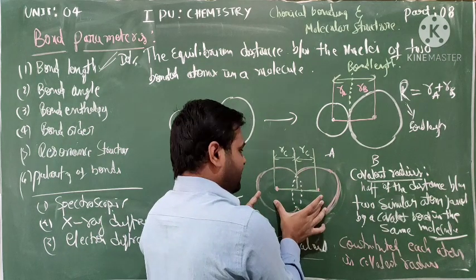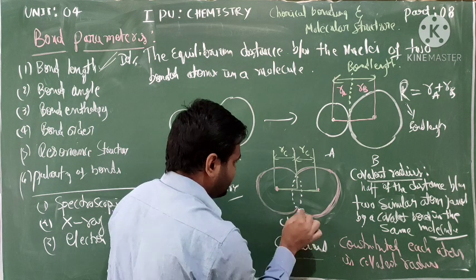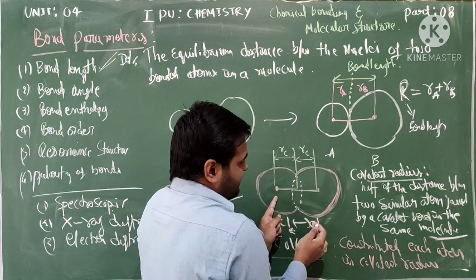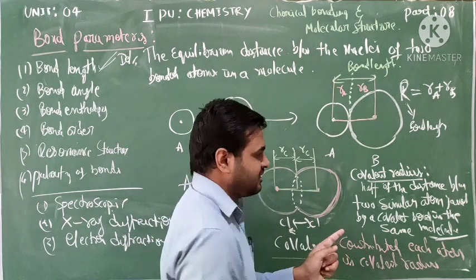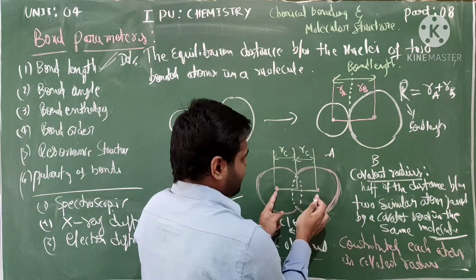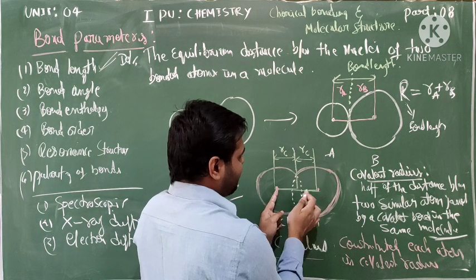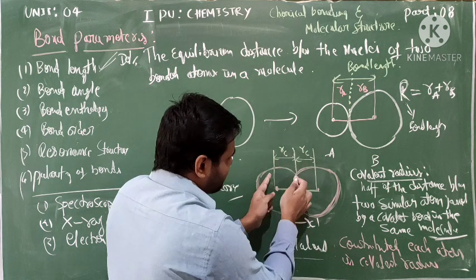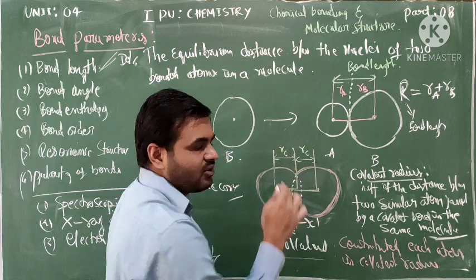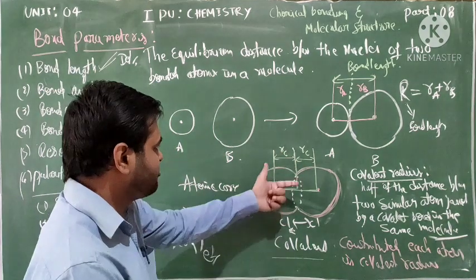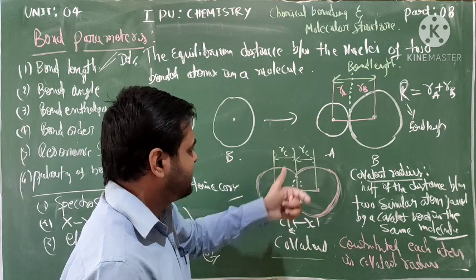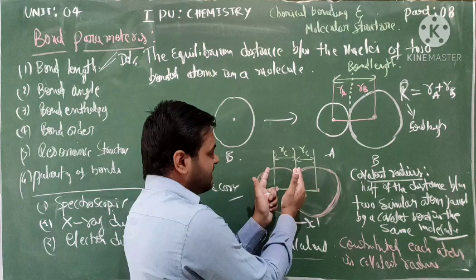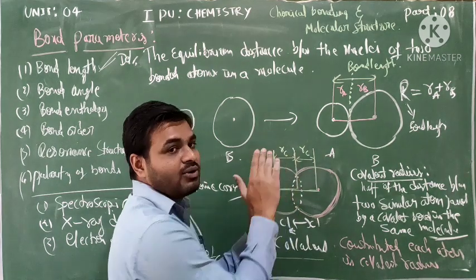This is one example, the chlorine molecule. This is Cl, this is Cl. So the chlorine molecule is a simple example. Half of the distance between two similar atoms joined by a covalent bond. This is a covalent bond, and this is the bond length. Half of the distance, we call covalent radius. Clear? This is the covalent radius of one atom.